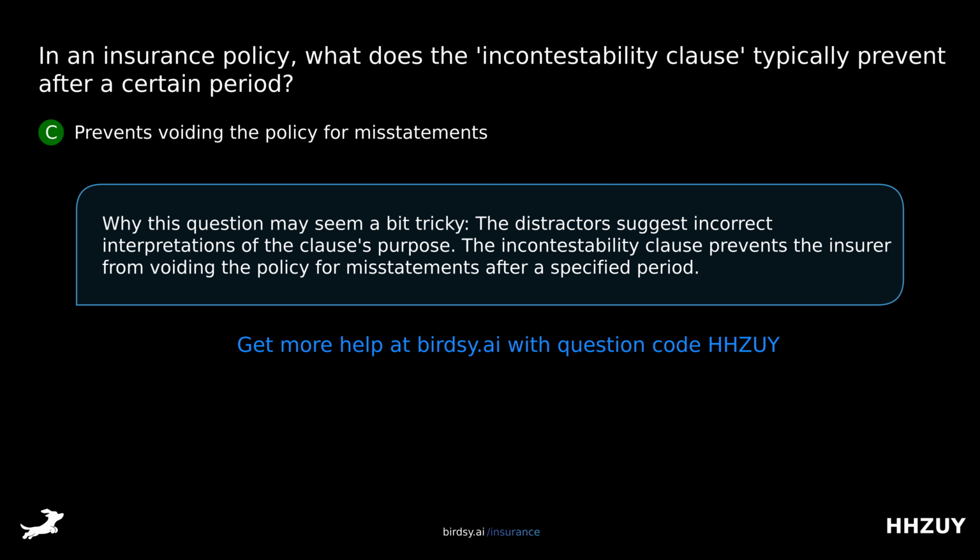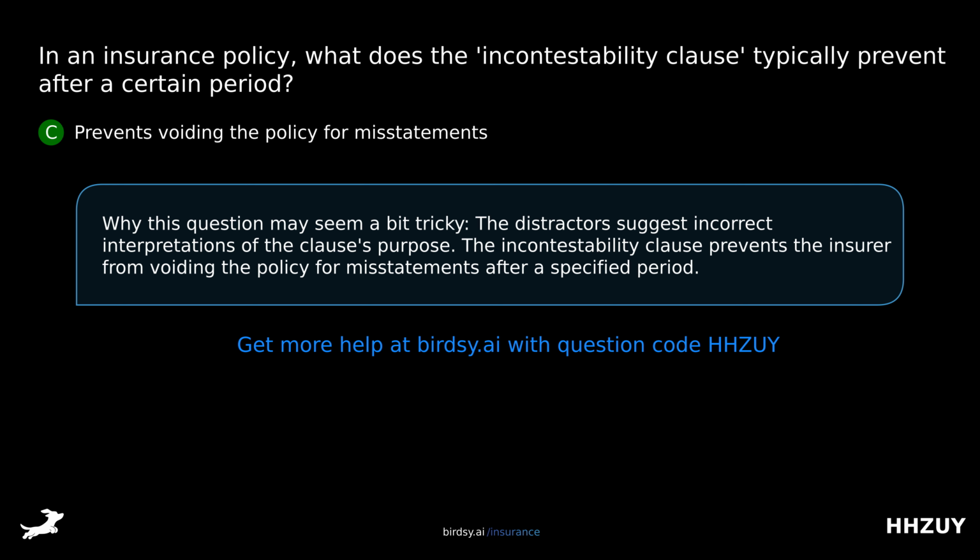Why this question may seem a bit tricky. The distractors suggest incorrect interpretations of the clause's purpose. The incontestability clause prevents the insurer from voiding the policy for misstatements after a specified period.